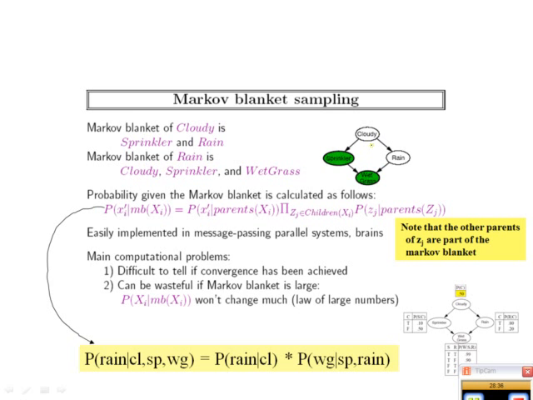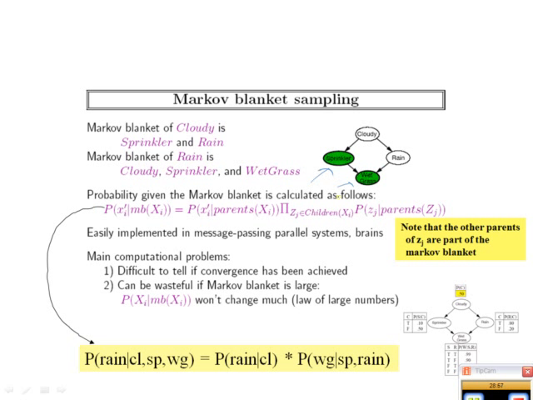So what we are doing here essentially is we were given evidence, sprinkler and wet grass, and I'm perhaps trying to compute some other conditional distribution. So, for example, what's the probability of cloudy given sprinkler and wet grass? That's what I'm trying to compute.